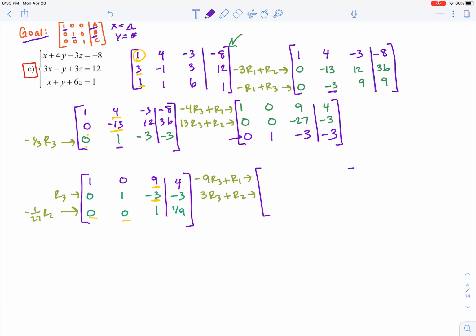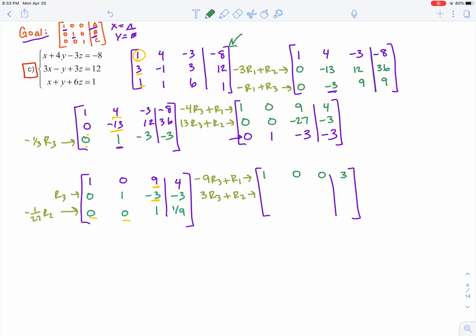Okay, so let's set up the matrix. Alrighty, so we're doing -9 times 0 plus 1, -9 times 0 plus 0, -9 times 1 plus 9, 0. Looks great. -9 times 1/9 is -1. -1 plus 4 is 3.